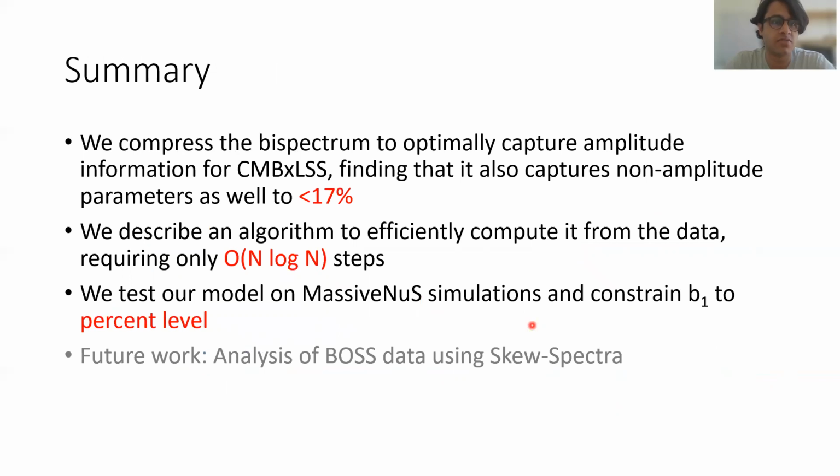Okay, so just to summarize all I've said to you, we managed to compress the information of the bispectrum into a skew spectrum for the CMB cross LSS case. And even though it was designed to be optimal for amplitude parameters, we found that it was also able to capture non-amplitude parameters up to 17% of relative error with the bispectrum. We also outlined an algorithm to efficiently compute it from the data, which is as fast as a power spectrum, requiring only n log n steps. We also tested our model on the Massive Nu simulations, and we were able to constrain the linear bias to percent level accuracy.